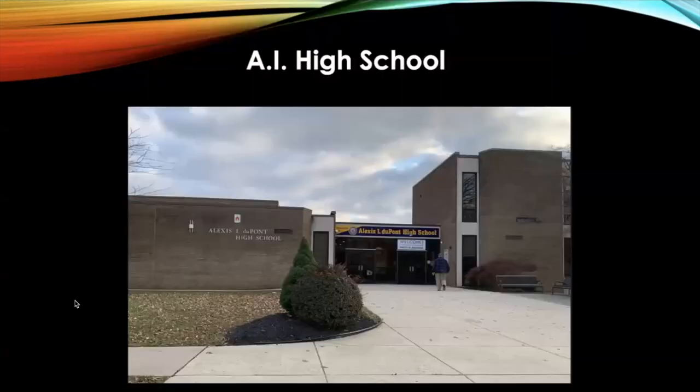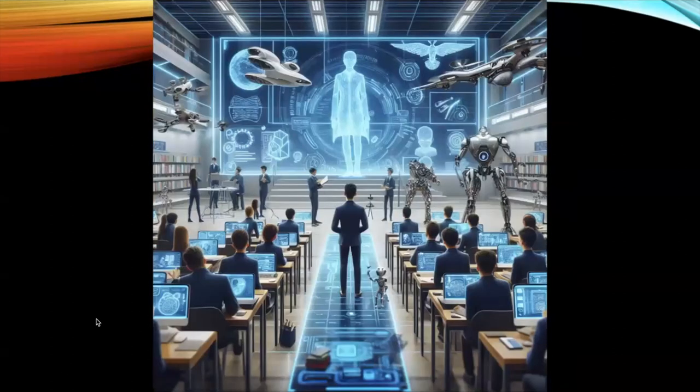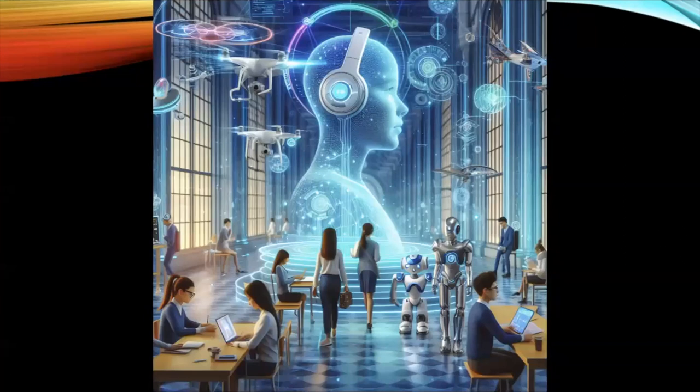I got some presentations. By the way, I have to tell you guys, I have serious cred when it comes to AI because I went to AI high school. Alexis I. duPont High School in Wilmington, Delaware, about a mile from the Biden home, by the way. And we called it AI. I asked the image generator what an AI high school would look like, and this is one example of a school. And then I kind of like these. This is totally what our classrooms looked like at AI duPont. This was kind of a typical day.